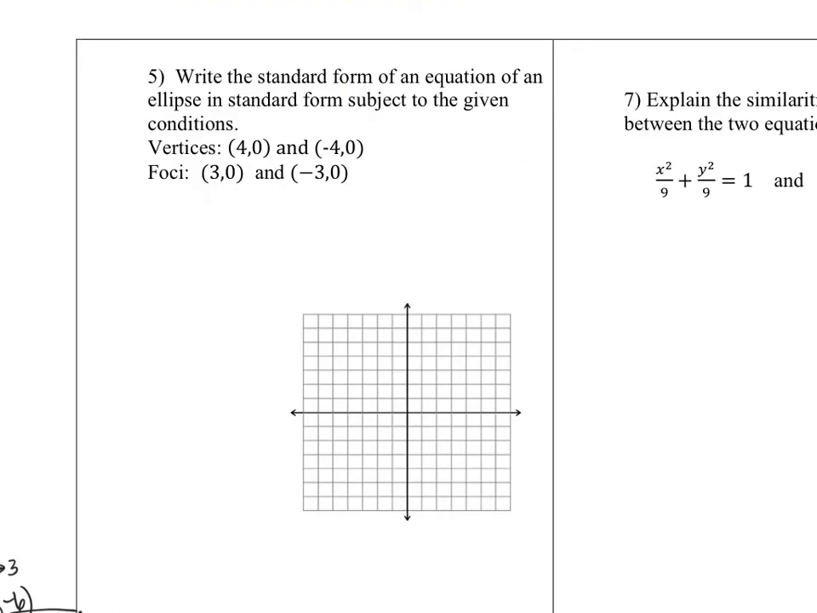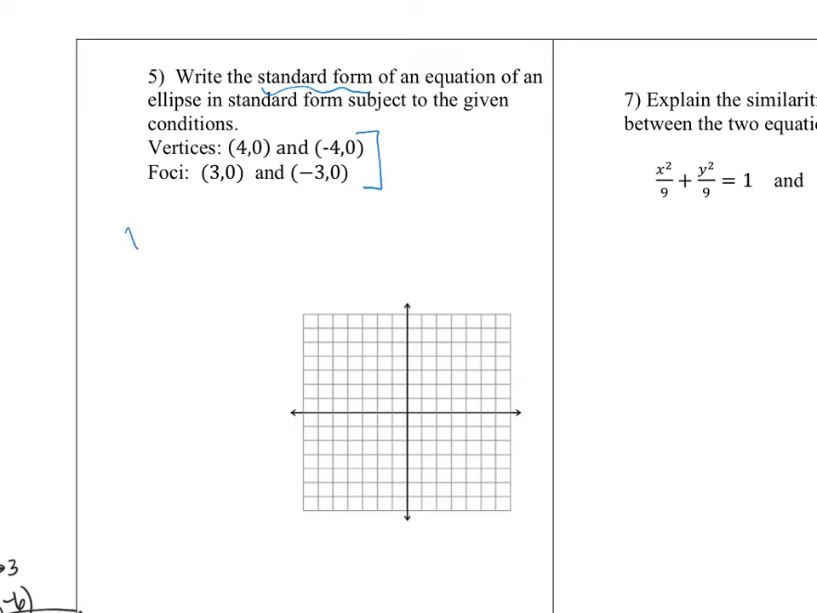Okay, we're going to move over to the back page, which starts with number 5, and it wants us to write the standard form of an equation of an ellipse in standard form, subject to the given conditions. Okay, so really one standard form, the pretty form. And so it tells us our vertices and our foci.